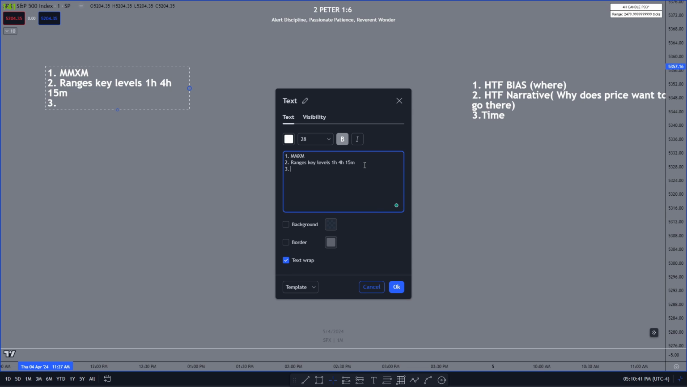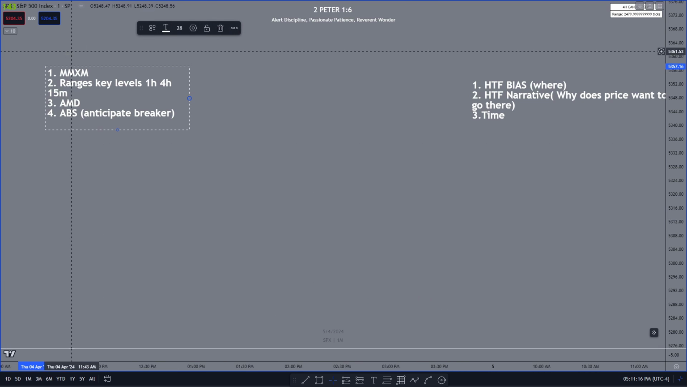My third one is the classic AMD, right? So we have AMD: accumulation, manipulation, that being the turtle soup, and distribution. You can find those almost anywhere, but that's where you sync it with time. Fourth is basically anticipating the breaker, and I'm going to call it ABS. If you watch Aiden, you know. When you anticipate the breaker, there's some form of turtle soup, and you're just trading the turtle soup. I don't use that as much.